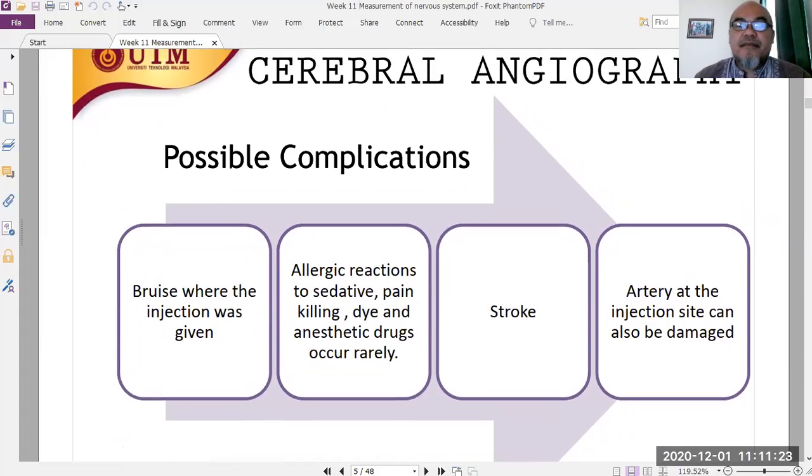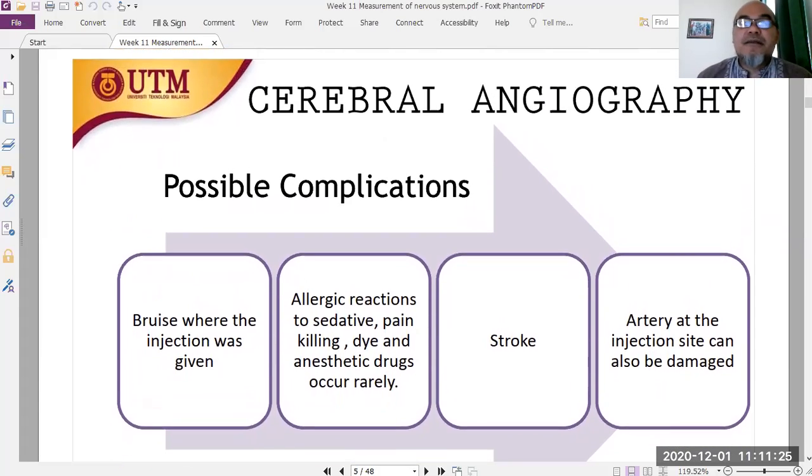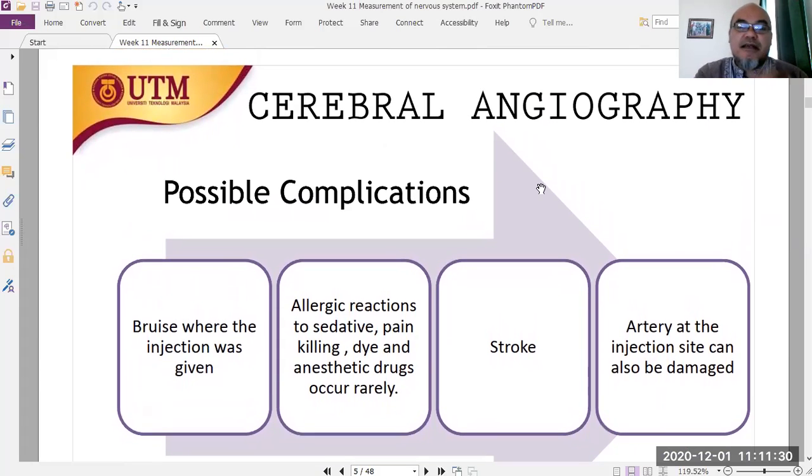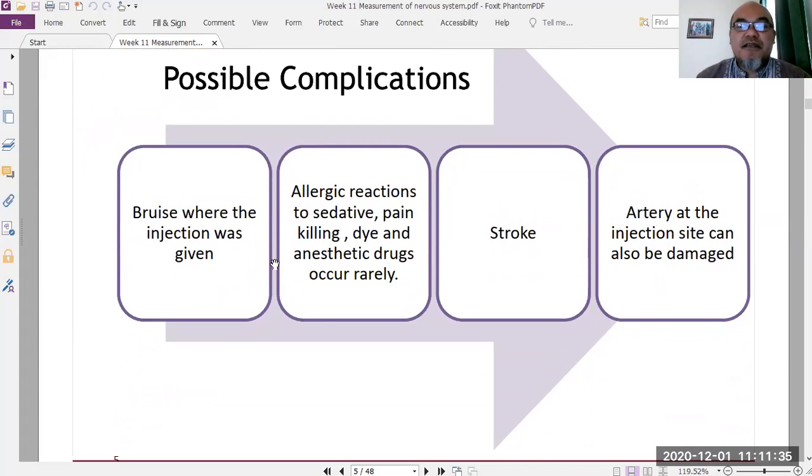However, there are some complications that can possibly happen during cerebral angiography. Bruise where the injection was given. It may cause allergic reactions to sedatives or painkillers, dye, or anesthetic drugs. Although this occurs rarely, it may also cause stroke, and the artery at the injection site can also be damaged because of the catheter being inserted there.